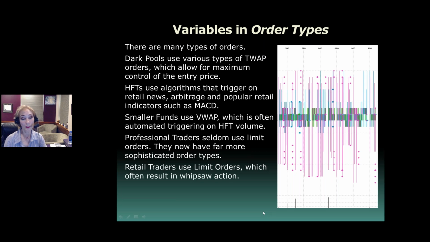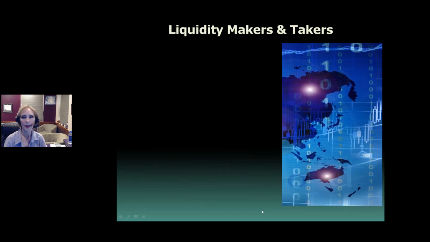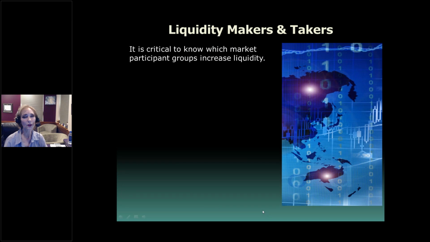Retail orders use limit orders, which often result in whipsaw action or getting a poor fill. Small investors use market orders or at market, which are usually filled from their broker inventories. Brokers fill 90% of their orders. Your retail broker fills 90% of all the orders they receive. Never gets to the exchanges. Never gets out there.